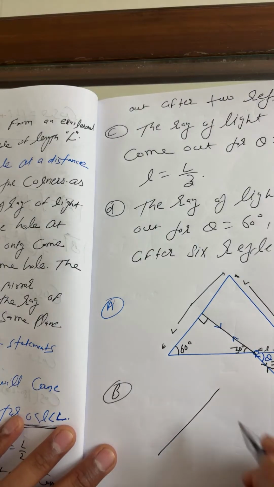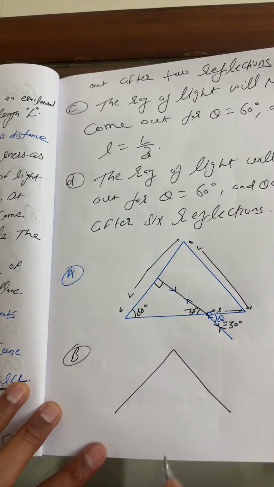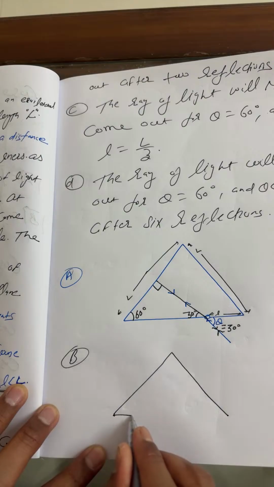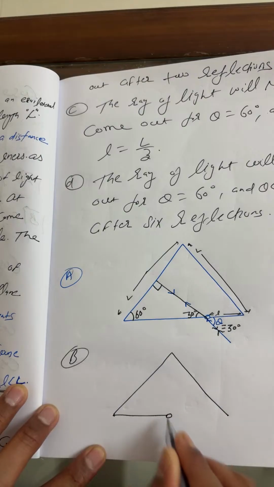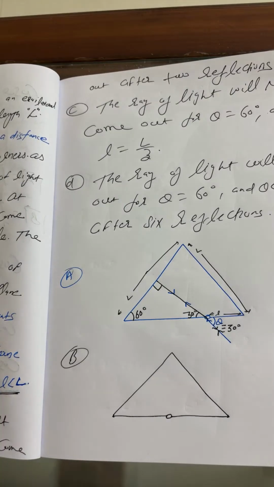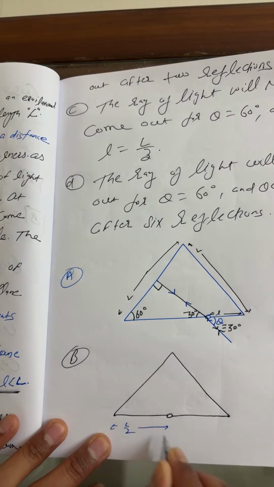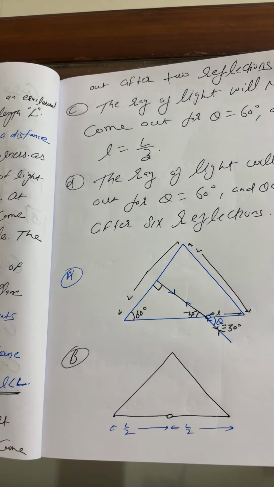Now beta, again this is an equilateral triangle. So what is this part? This is L by 2. The side is L by 2. So you can say it's a midpoint. This is also L by 2, and this is also L by 2.